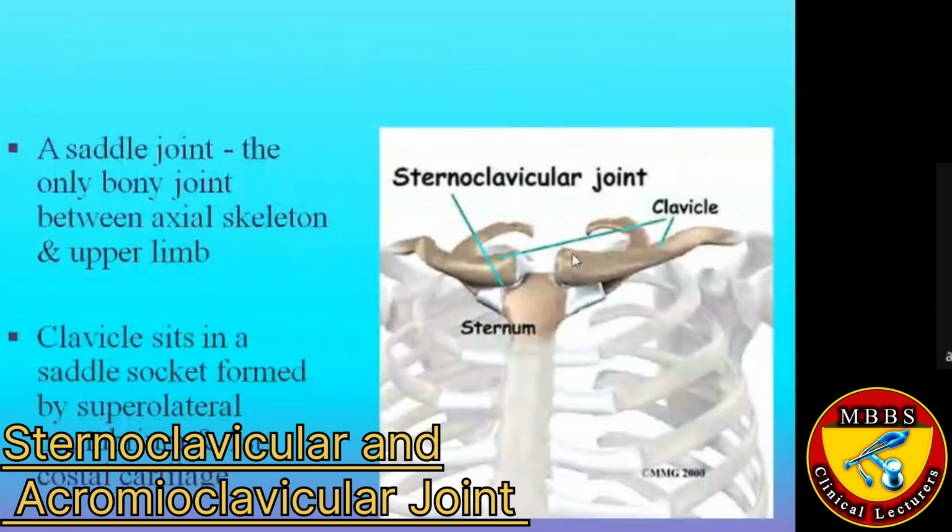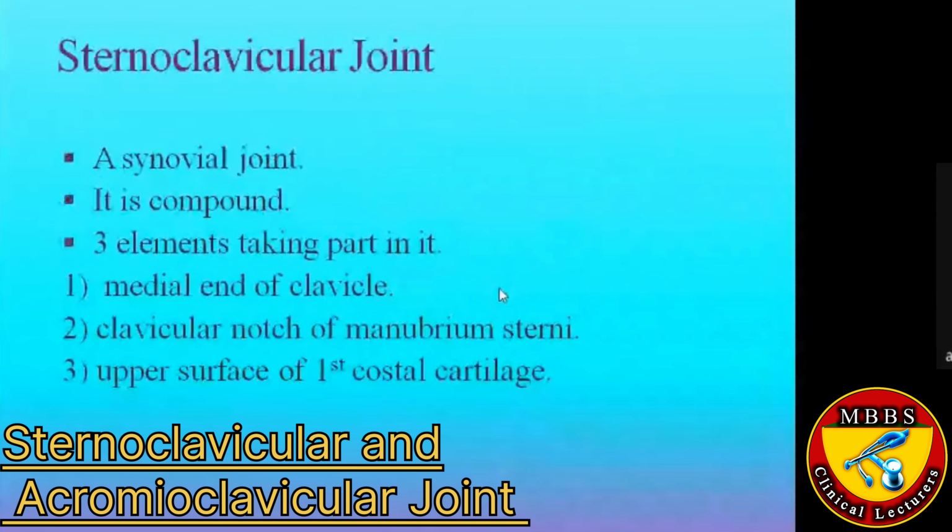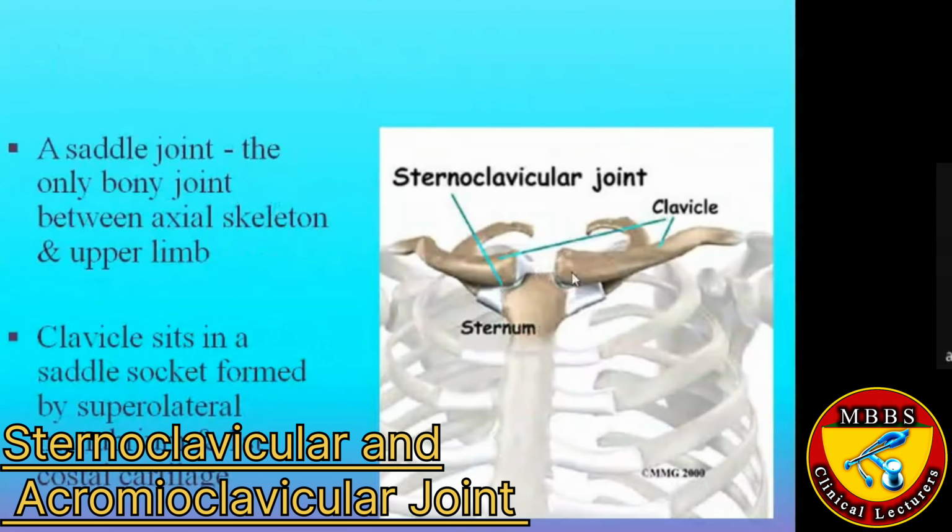Then you can see the clavicular notch of the manubrium sterni, which is also helping in the formation of the sternoclavicular joint, and the first costal cartilage, that is also helping in the formation of the joint. Now, if you look at the type, this is a saddle type of joint, the only bony joint present between the axial skeleton and the upper limb. The clavicle sits in a saddle socket formed by the superior lateral manubrium and first costal cartilage.